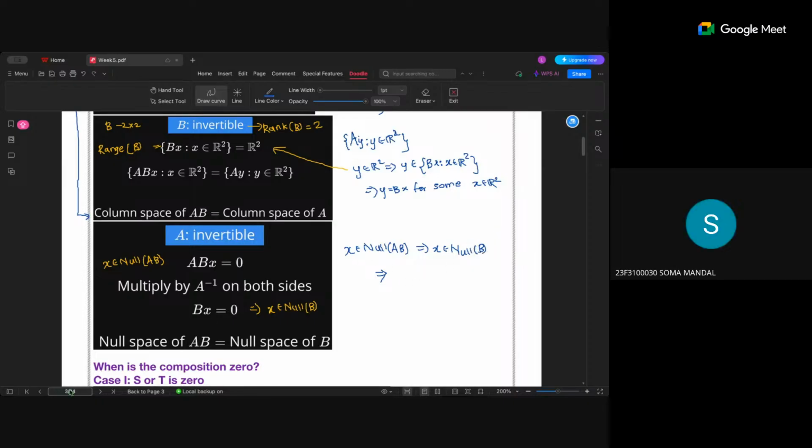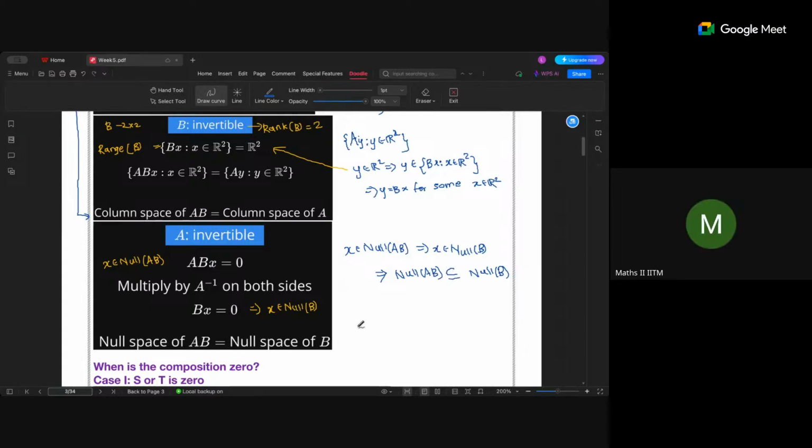This is basic. Bx equal to 0. I'm asking what will be the relation between null of AB and null of B. What I have proved is, if I take any element from the null of AB, then it should also be in null of B. What does that mean? Which set is containing which? You are saying the other way around.